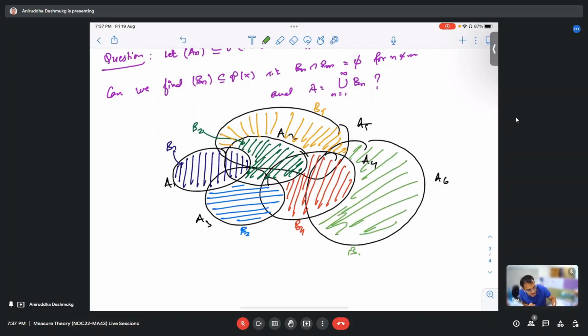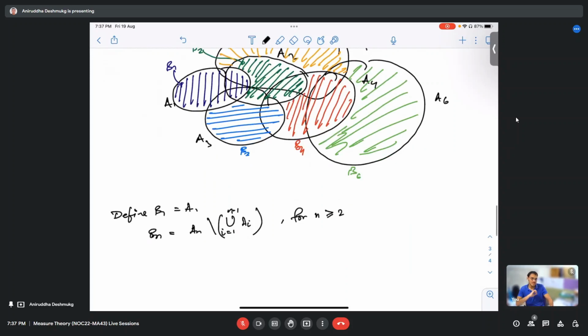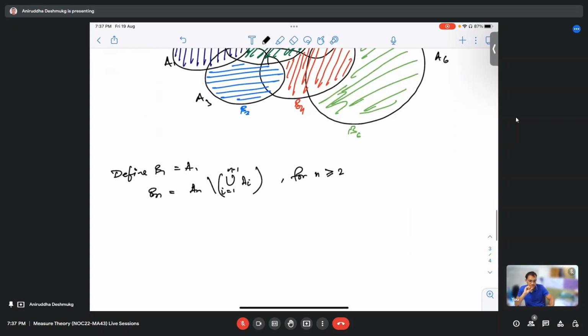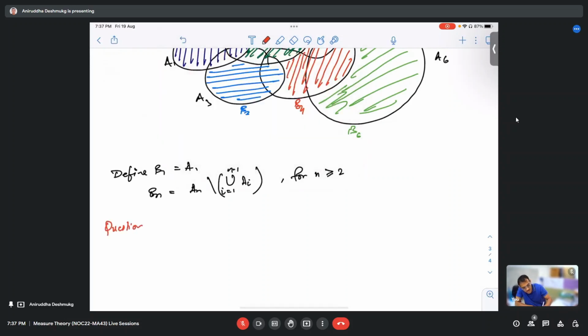Yes. It's very understandable from the diagram. Right. So basically what I want to do, let us define B1 is A1 and Bn is An difference union i from 1 to n minus 1 of Ai, for n bigger than or equal to 2. Okay. Now the first question is, this is a sequence of sets, whether it is mutually disjoint or not. So the question is, Bn intersection Bm, whether this is empty for n not equal to m.